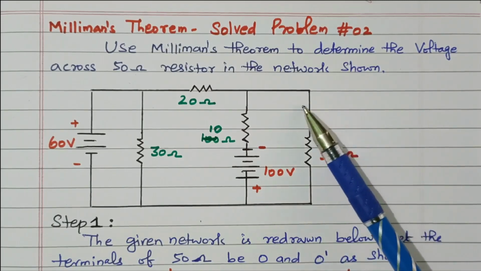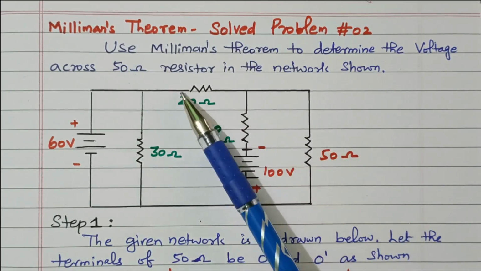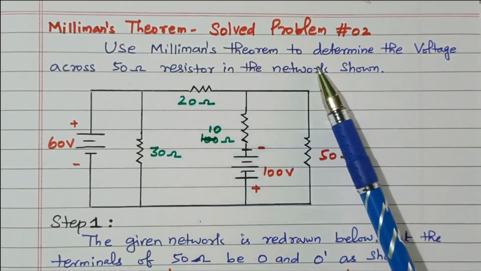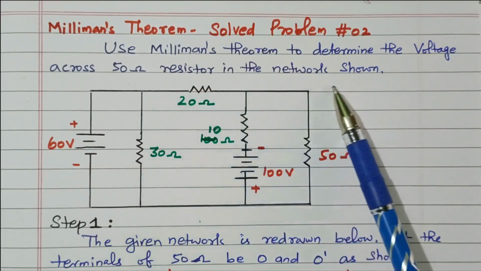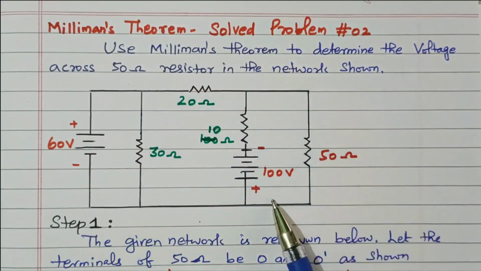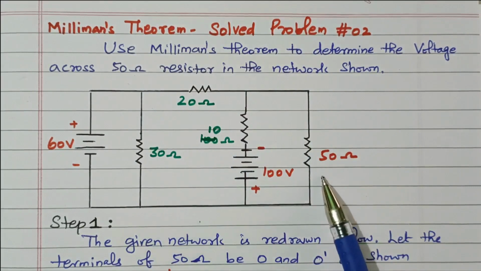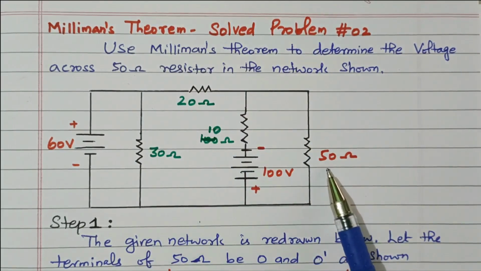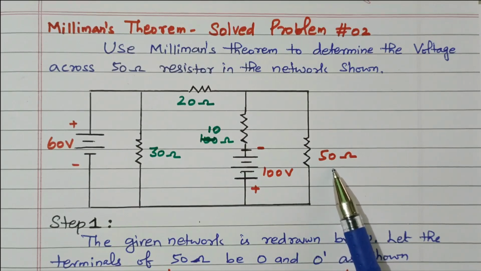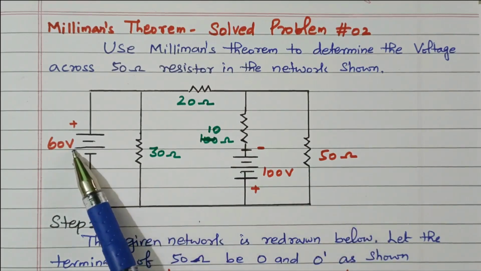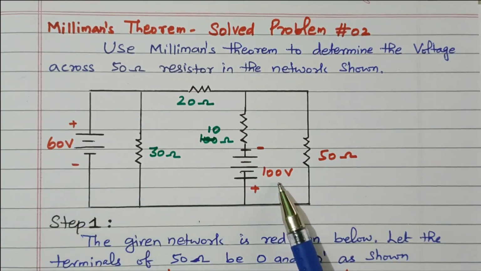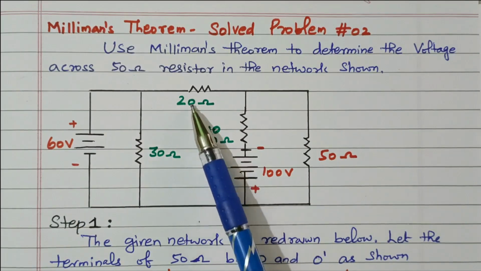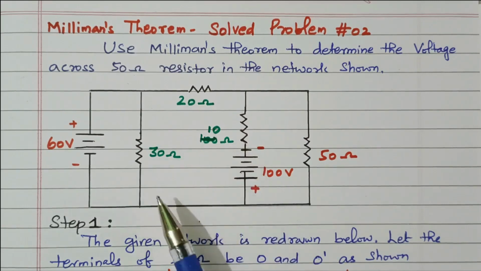Now we'll go to the topic, solved problem in Millman's theorem. Use Millman's theorem to determine the voltage across the 50 ohm resistor in the network shown below. So this is the network given. We need to find the voltage across this 50 ohm resistor. Here one voltage source is available, 60 volts. Here another voltage source is available, 100 volts. And 3 resistors: 20 ohm, 10 ohm and 30 ohm.